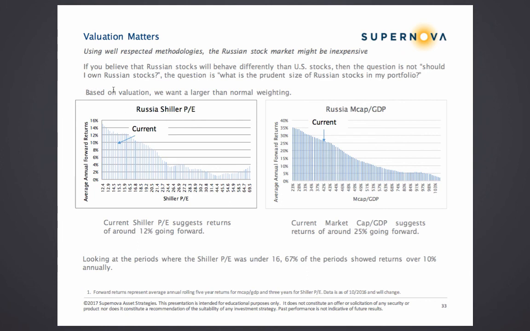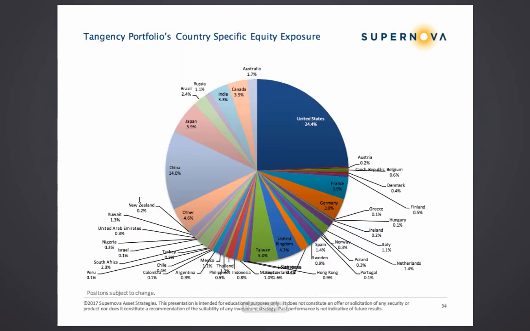Based on valuation, we might want a larger than normal weighting in Russian stocks. Using the Shiller PE suggests returns of around 12% annually going forward. Using market cap to GDP suggests around 25% going forward. In the periods where the Shiller PE was under 16, 67% of the periods showed returns over 10% annually over the next 5 years for the Russian stock market.